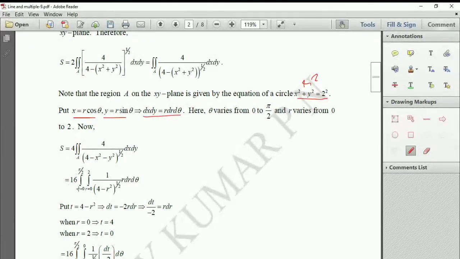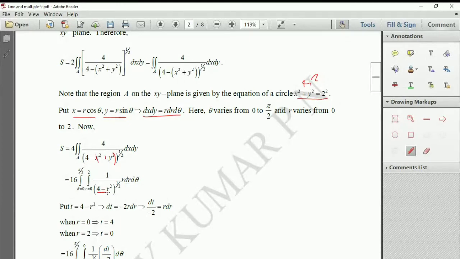Now send this 4 to the outside. So you'll get 16. And theta varies from 0 to pi by 2, r varies from 0 to 2. 1 by square root of 4 minus, if we take minus as common, this becomes x square plus y square. And note that what is your x square plus y square? It is r square. So you'll get r square. So 4 minus r square whole to the power of half, r dr d theta.